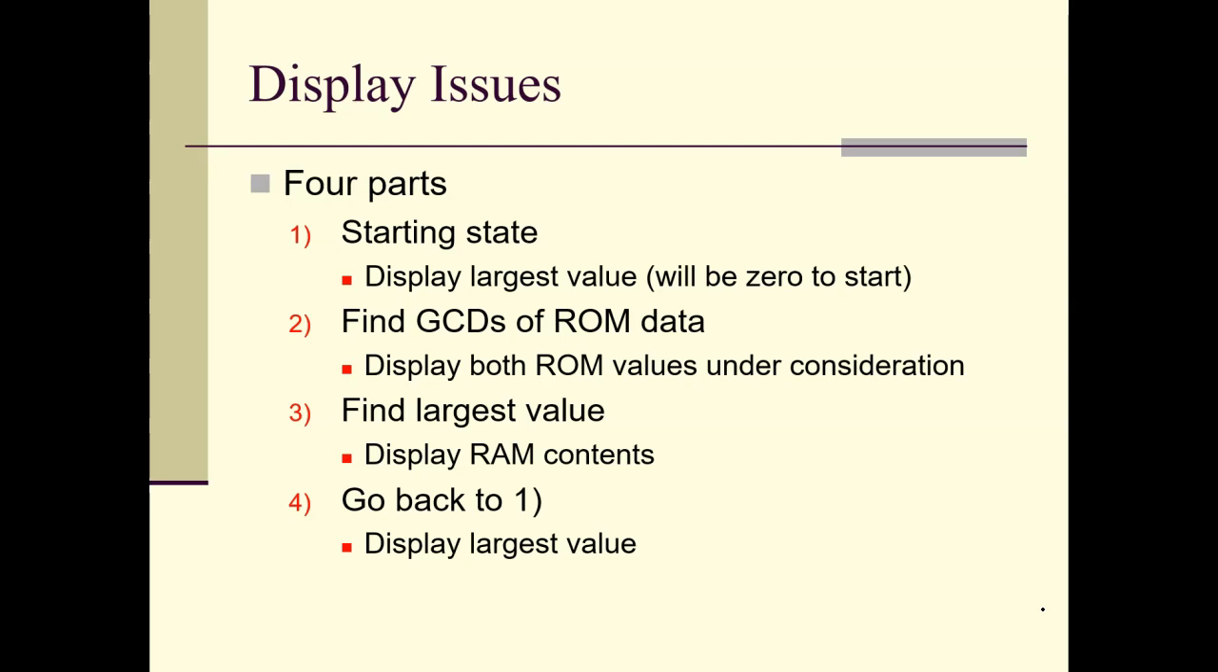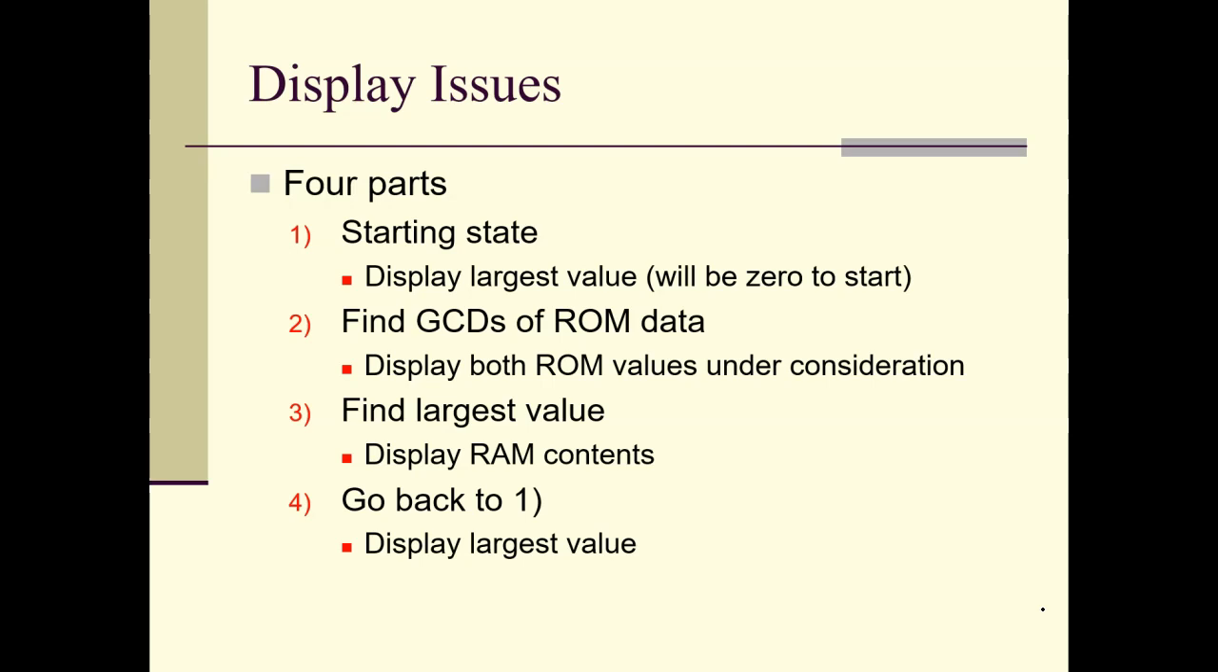When you're doing that, you switch to the two-digit display mode. There's two-digit values in this mode, and what you'll be doing is displaying the ROM values under consideration. Each of the values is 99 or less, which is kind of handy because then it fits on the display.